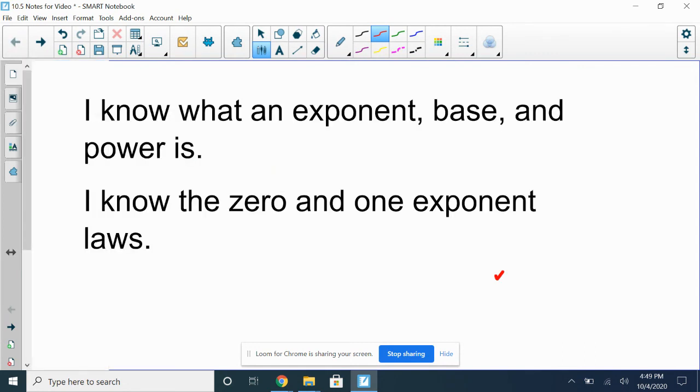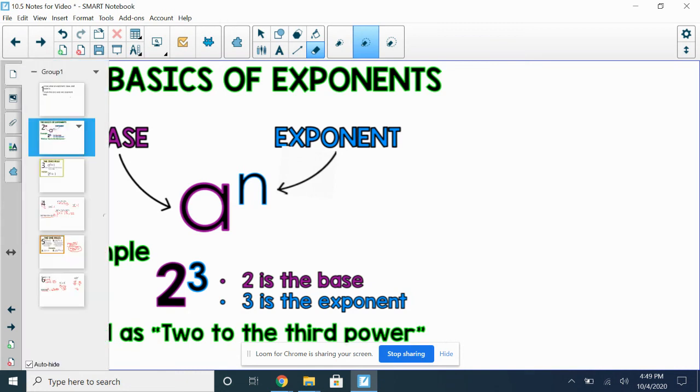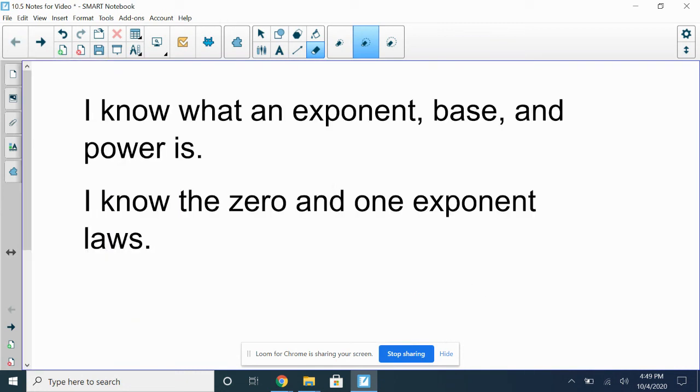All right, so our objective was that we know what an exponent, a base, and a power is. Well, we said an exponent is that number that tells our base how many times we're multiplying by itself. So in this example, we have 2 to the third power. The power is the exponent. It's how many times we're multiplying that base times itself. So the base is the number that's being multiplied by itself however many times the exponent tells us to. The power is synonymous to the exponent.